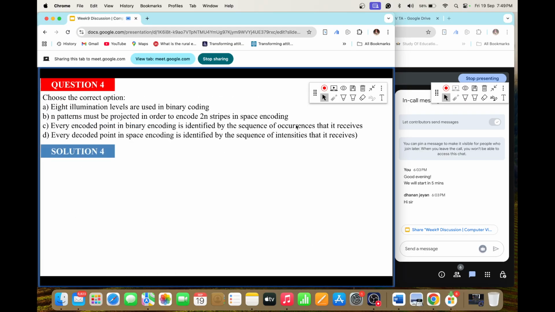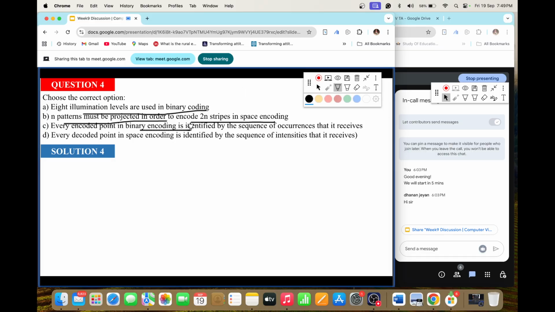Okay, let's move on to the next question. Choose the correct option. Eight illumination levels are used in binary encoding. N patterns must be projected in order to encode 2 to the power n stripes in space encoding. Every encoded point in the binary encoding is identified by the sequence of occurrence it receives. Every decoded point in the space encoding is identified by the sequence of intensity that it receives.